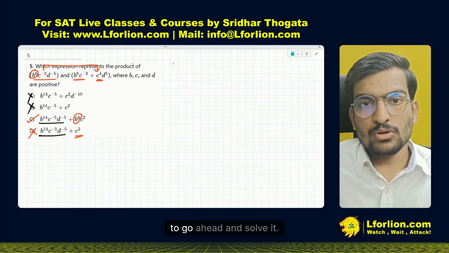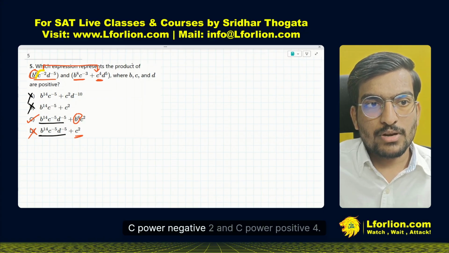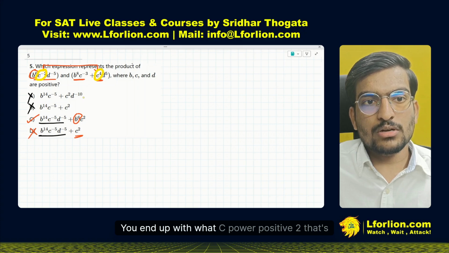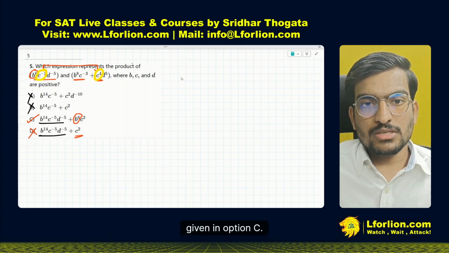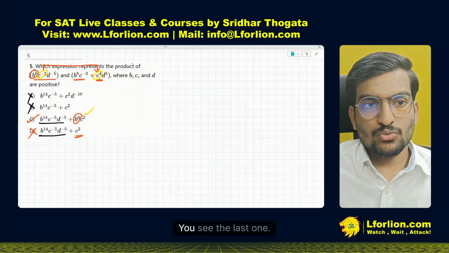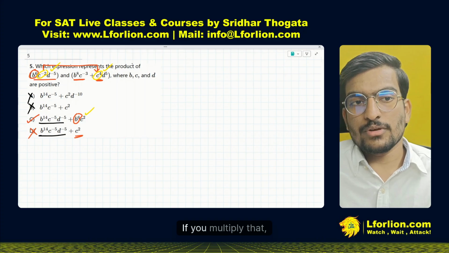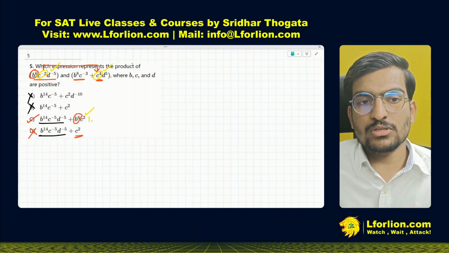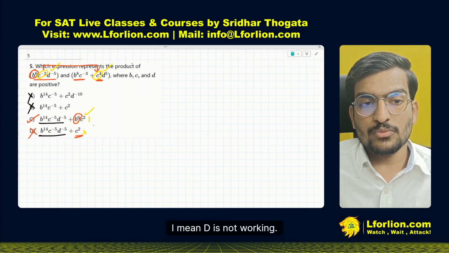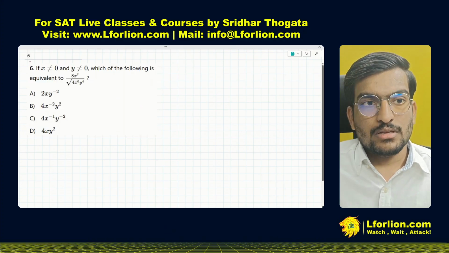Even if you want to go ahead and solve it, c power negative 2 and c power positive 4, you end up with c power positive 2. That's given in option C. You see the last one, d power negative 5, d power positive 5. If you multiply that, you're going to get d power 0, which means 1. So it's there. But D is not working. So option C is correct.